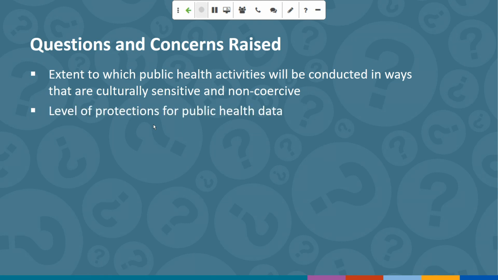People have also raised questions about the level of protections for public health data. People need to feel their data is protected from improper use. Data held by CDC is maintained securely according to strict guidelines and regulations, and we require that state health departments maintain their data securely as well.